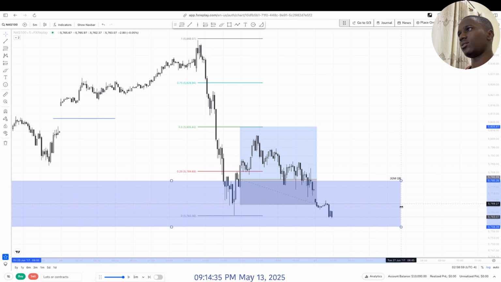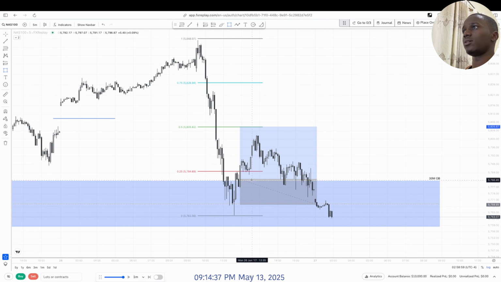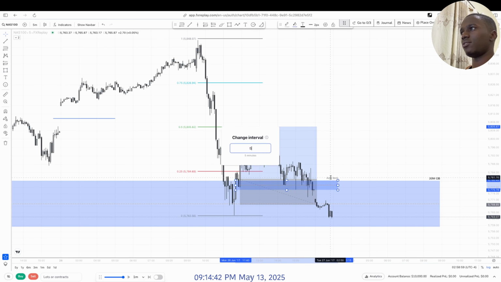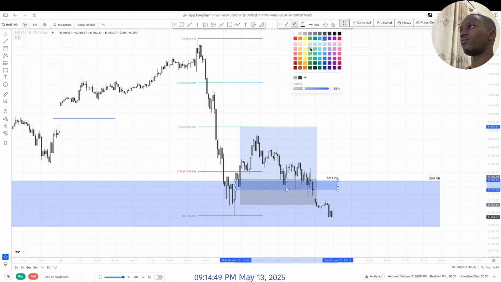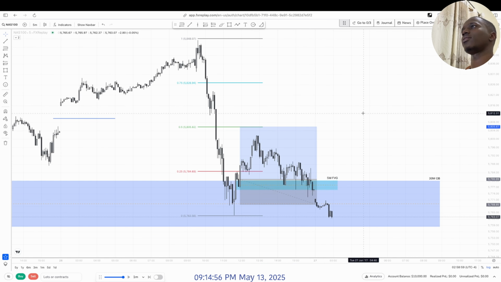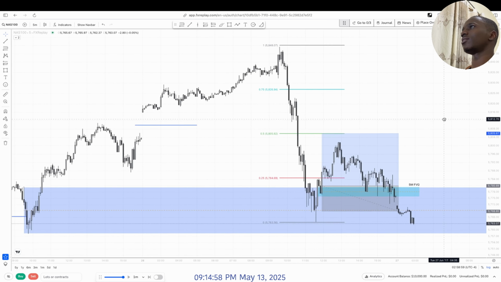30-minute order block. I need to extend this and I'll mark this fair value gap. 5-minute fair value gap. And I want to give this a color of some kind like this. Yeah, okay. Maybe this, yeah. Now I can save this image. Okay, so I'll remove this now. We're still in the 30-minute order block.